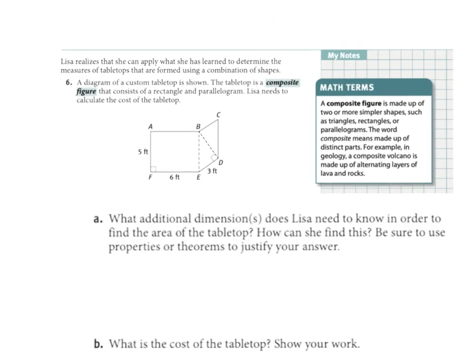Okay, the following example is what we call a composite figure. Now, a composite figure is simply made up of 2 or more simpler shapes, such as triangles, rectangles, parallelograms, all of which we're going to learn about in this unit. Composite means that they're made up of distinct parts. So, looking at this figure as another tabletop, we can divide this up a couple of different ways.